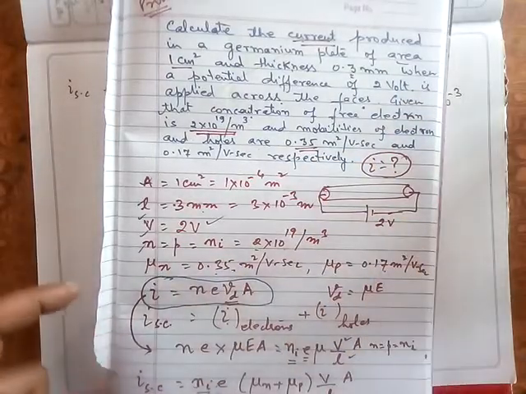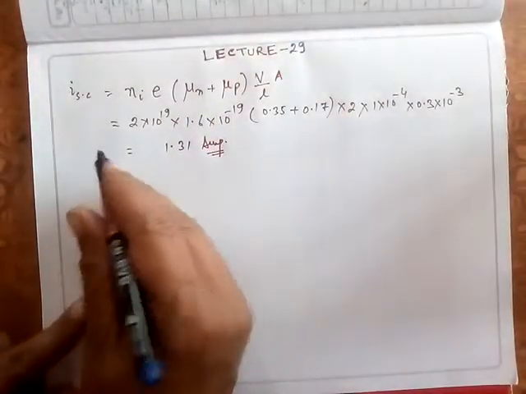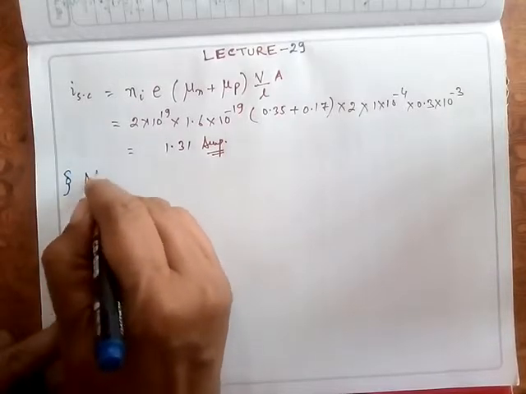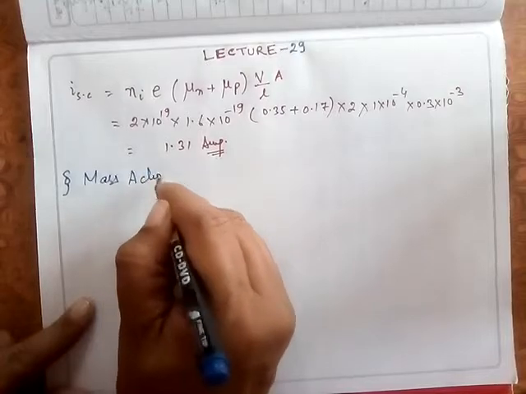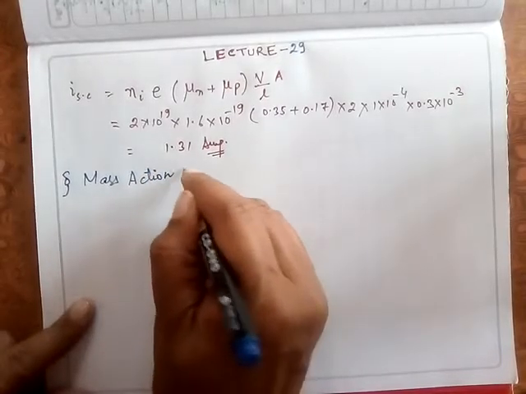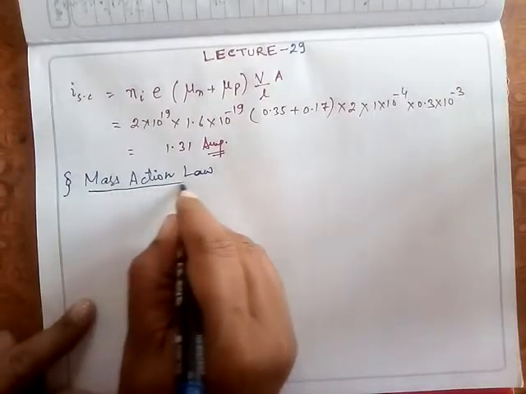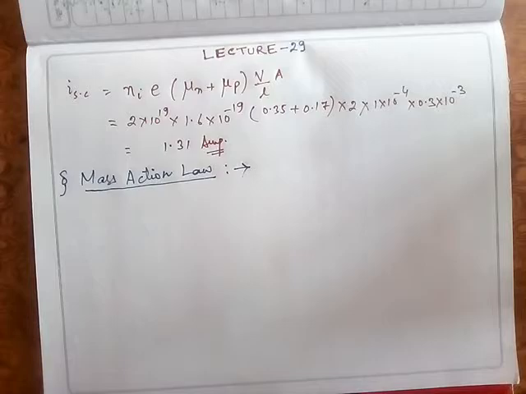So here I have done a few problems with you based on this. I'll discuss some more problems. But before coming to some more problems, let's take one small article, that is called the mass action law. For semiconductors, it is also called the law of mass action. In some of the books it is written as law of mass action.